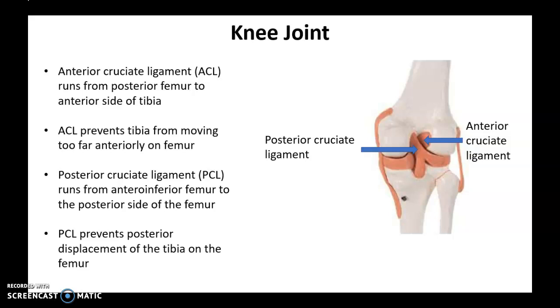The anterior cruciate ligament runs from the posterior femur to the anterior side of the tibia, and it prevents the tibia from moving too far anteriorly on the femur. The posterior cruciate ligament, or PCL, runs from the antero-inferior side of the femur to the posterior side of the tibia, and the PCL prevents posterior displacement of the tibia on the femur. For lab testing purposes, you will just be asked to identify ACL and PCL.